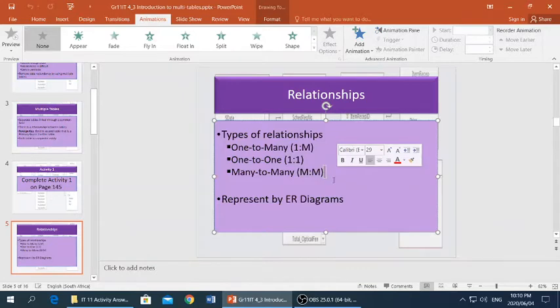So this just describes the relationship between our two tables. If it's one-to-many, it means one can have multiples, but the other one can only have one of it. Okay.